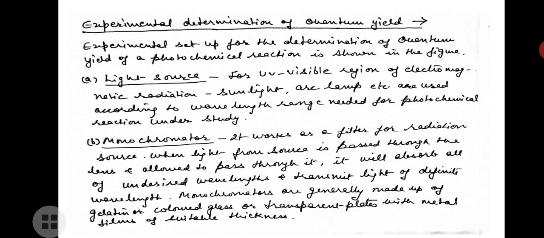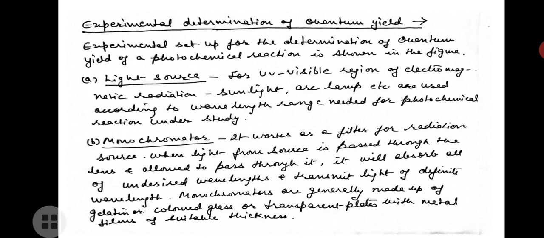So first is the light source. For the UV visible region of electromagnetic radiation, sunlight, arc lamp, mercury vapor lamp, discharge tube, etc. are used according to the wavelength range needed for the photochemical reaction under study.